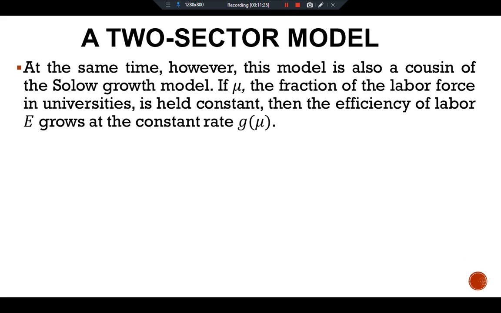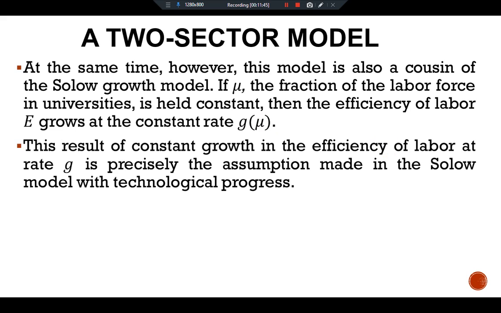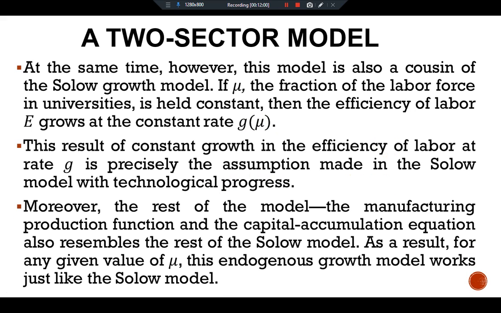Okay, at the same time, however, this model is also a cousin of the Solow growth model. If μ, the fraction of the labor force in universities, is held constant, then the efficiency of labor E grows at a constant rate g(μ). Okay, this result of constant growth in the efficiency of labor at rate g is precisely the assumption made in the Solow model with technological progress. Moreover, the rest of the model, the manufacturing production function and the capital accumulation equation, also resembles the rest of the Solow model. As a result, for any given value of μ, this endogenous growth model works just like the Solow growth model.